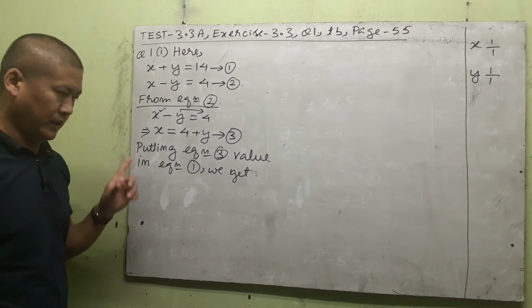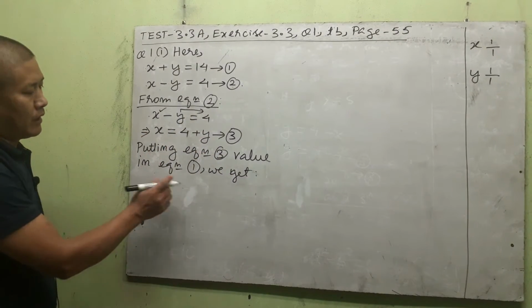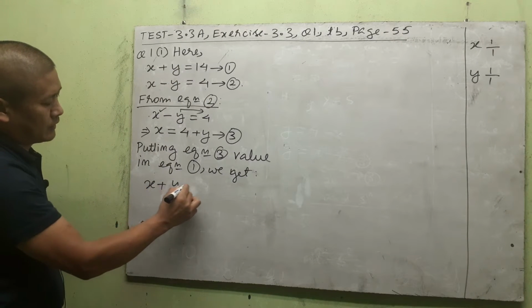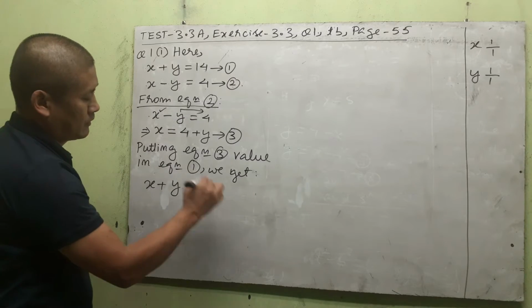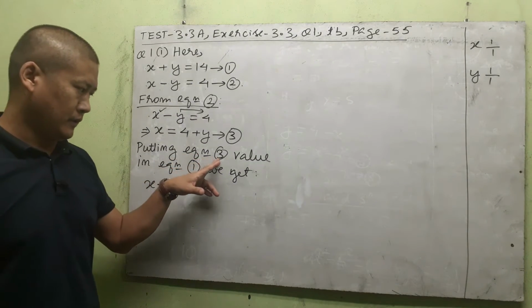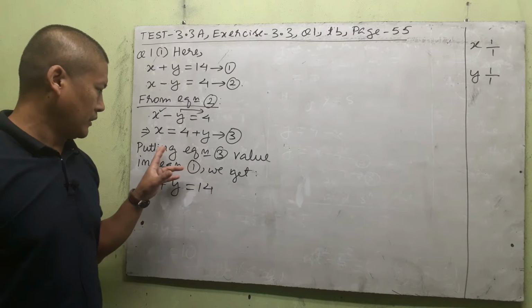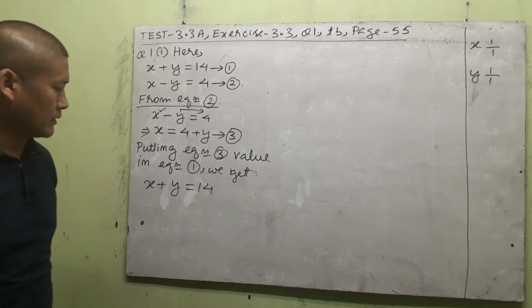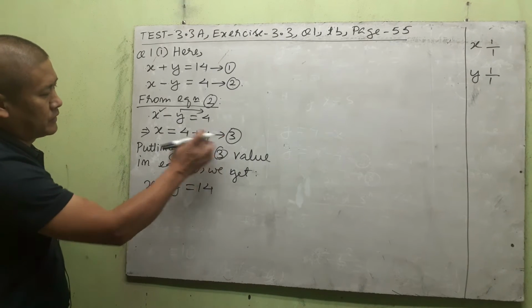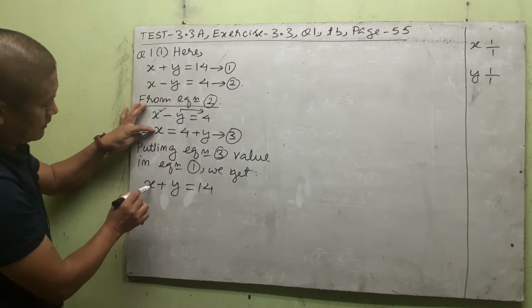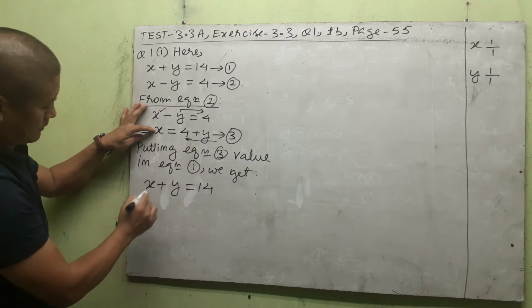Okay, keep that one in mind, that is important. So now equation 1, let's just write once, x plus y is equal to 14. Now we will try to understand what this means. Putting equation 3 value in 1 means substituting the value here, x is 4 plus y. So this x, this same x, will be replaced by this.